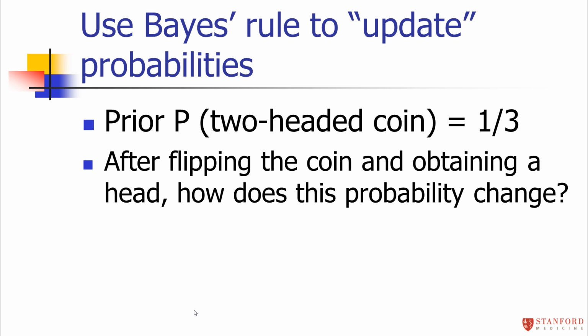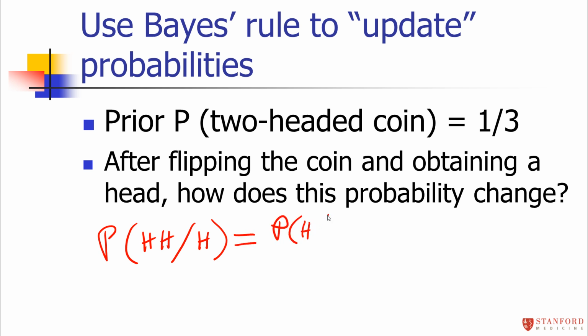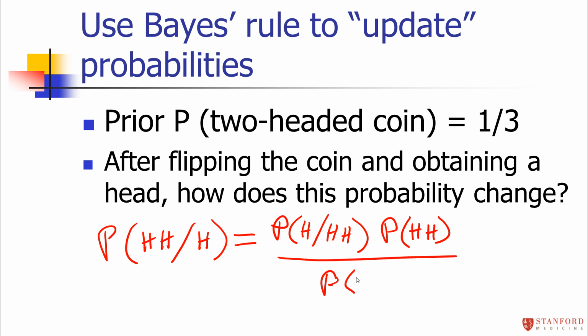After we flip the coin and we get a head, how does that probability change? How do we update that probability? Well, we can use Bayes' rule here. What is the probability that we have the double-headed coin given that we flipped a head? That is equal to the probability that we flipped a head, given that we have the double-headed coin, times the marginal probability that we have the double-headed coin, divided by the probability that we flipped a head overall. That's the marginal probability of flipping a head when you pick one coin out of the box. So that's just applying Bayes' rule.